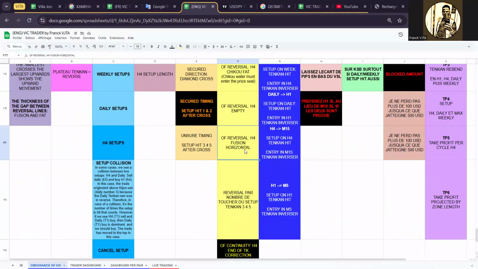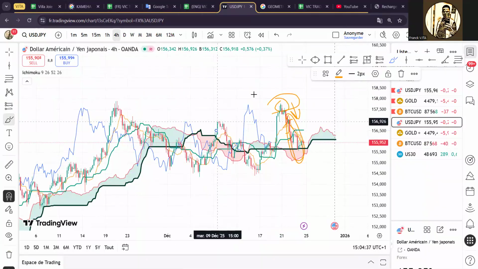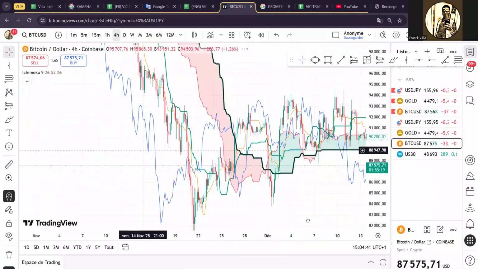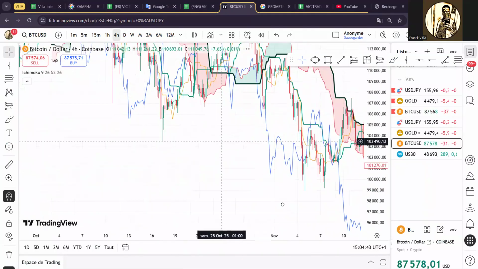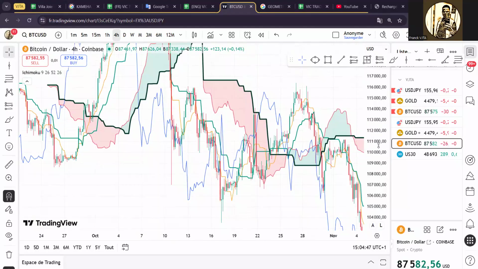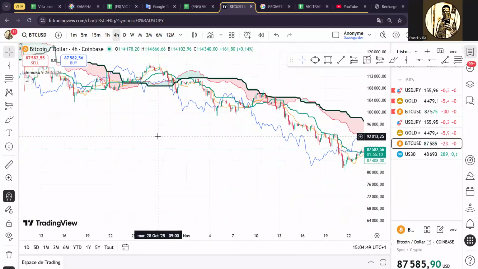Now there is another part that is called the fission, the horizontal fission. The horizontal fission is also a speed of reversal. Let us go on 4 hour. You will see a horizontal fission.